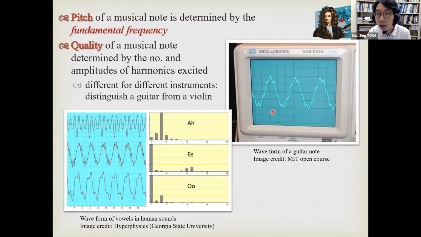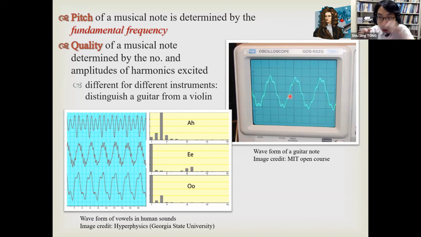Now if you analyze the musical sound using a CRO, for example an oscilloscope, you will see this kind of wave pattern. Essentially it is a sound wave, and it looks like a sinusoidal wave. The fundamental frequency is determined by the period of the sound wave.